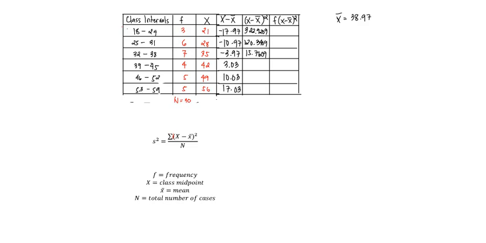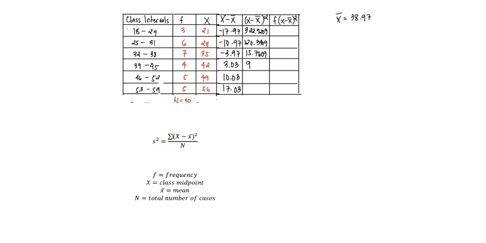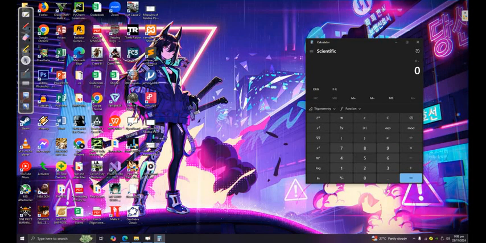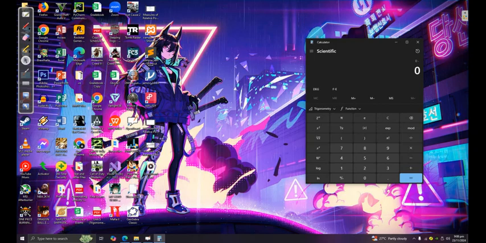And then let's do 3.03 squared, which is 9.1809. And then let's do 10.03 squared, which is 100.6009. And then we also have 17.03 squared, which is 290.0209.